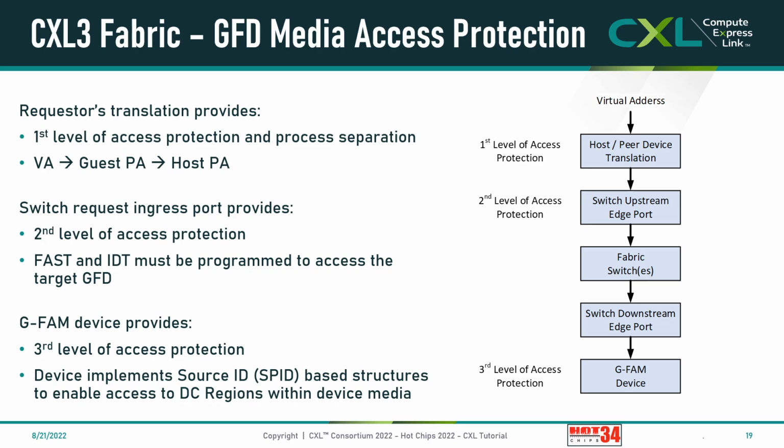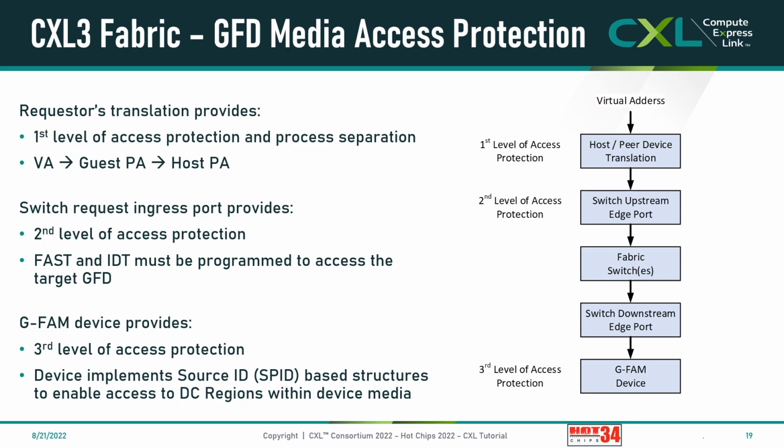CXL3 Fabric provides access protection mechanisms to ensure that a host is not allowed to access GFAM memory other than where the Fabric Manager has enabled it. This is an important feature, ensuring that a host system with misbehaving system software, through software bugs, software security holes, or other malicious means, cannot corrupt data stored in GFAM memory belonging to other hosts. The protection mechanisms are provided in 3 different system locations.